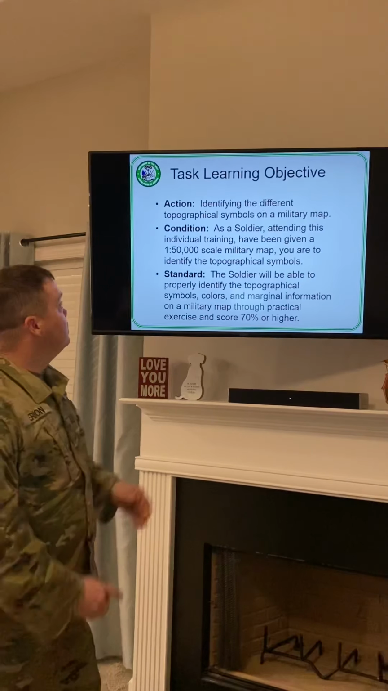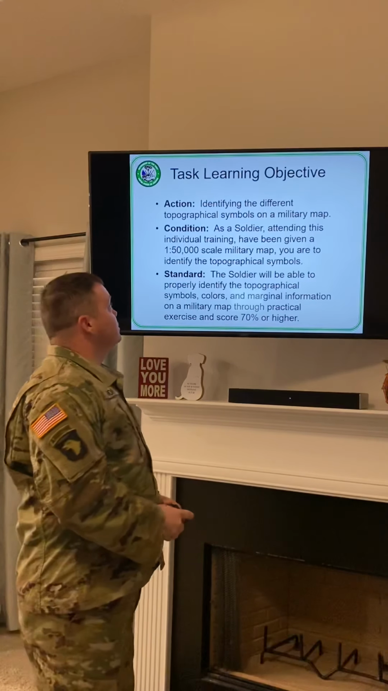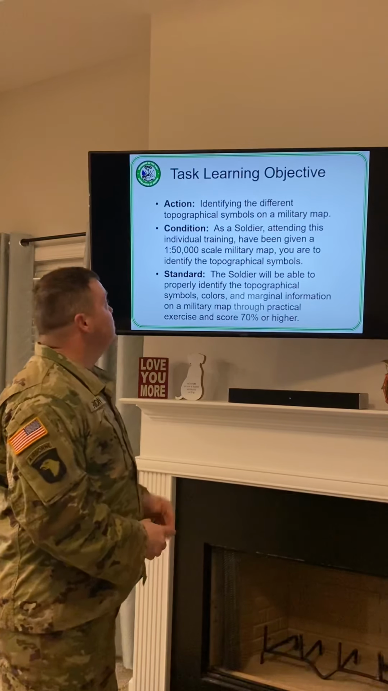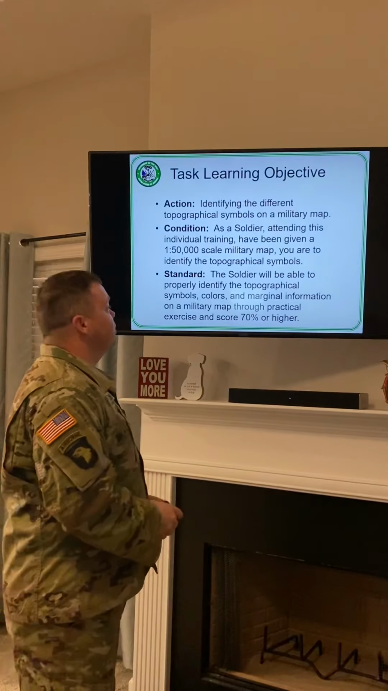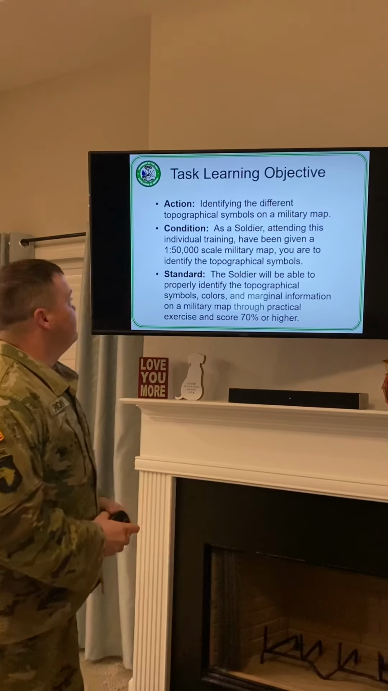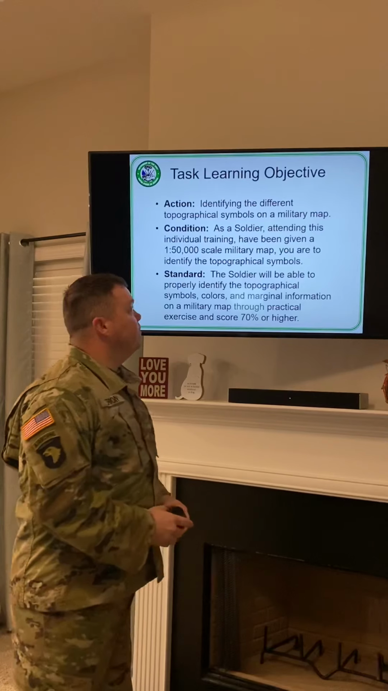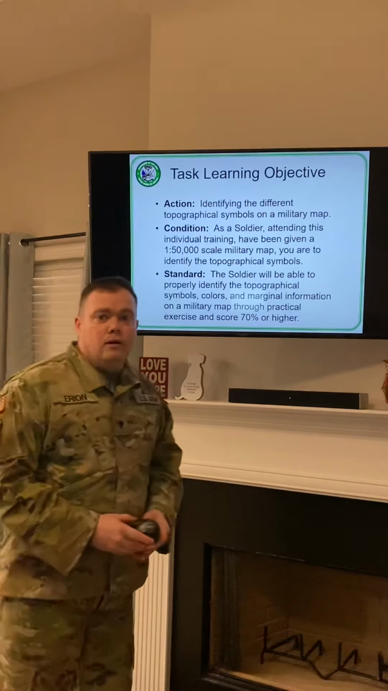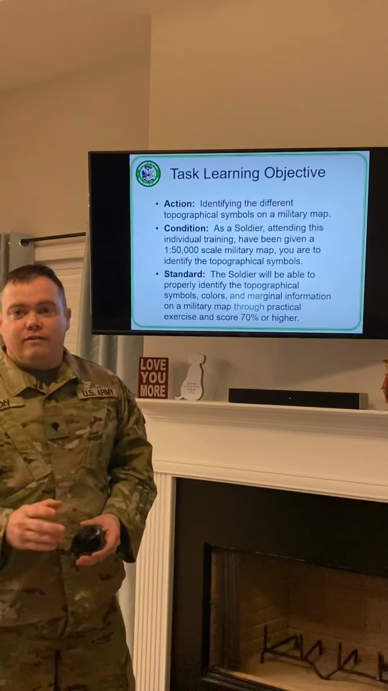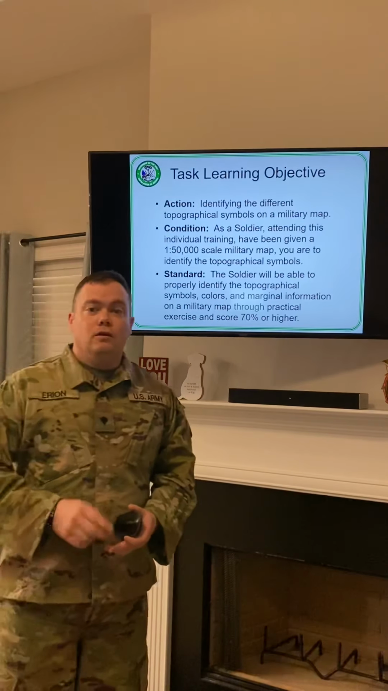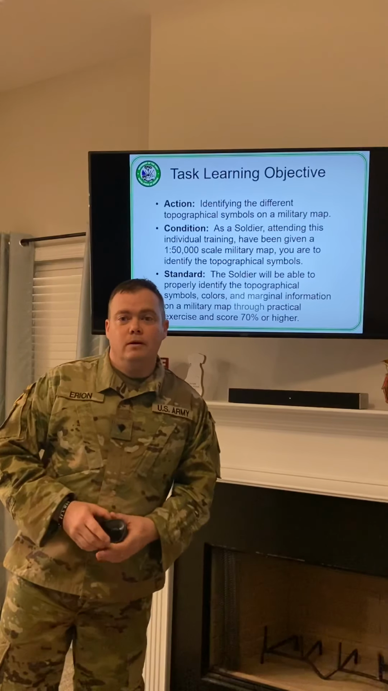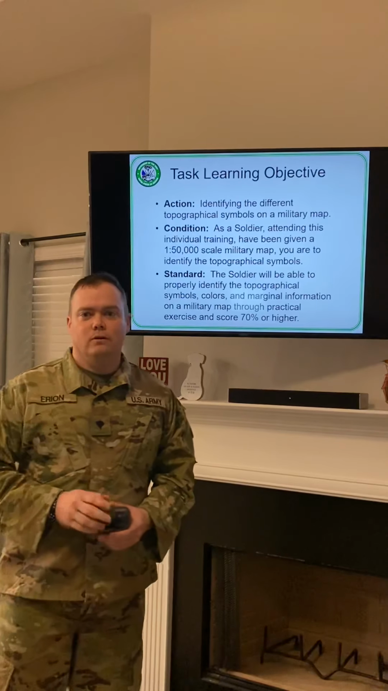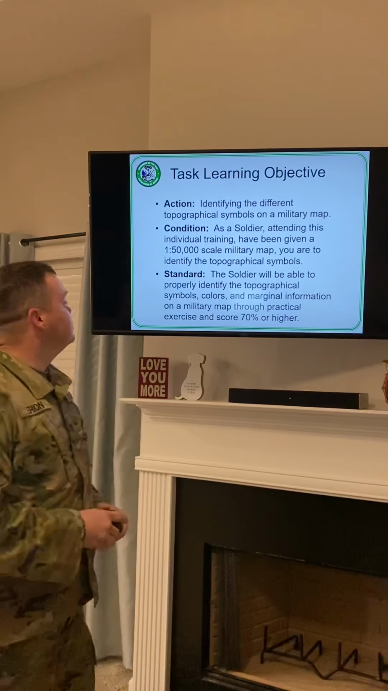Learning objectives. Action: identifying the different topographical symbols on a military map. Conditions: as a soldier attending this individual training, you have been given a 1 to 50,000 scale military map. You are to identify the topographical symbols. Standard: the soldier will be able to properly identify topographical symbols, colors, and marginal information on a military map through practical exercise, and the soldier must score a 70% or higher to pass the class.